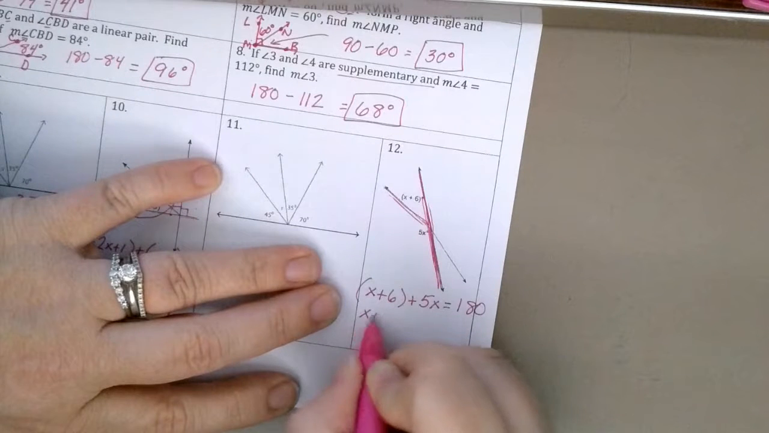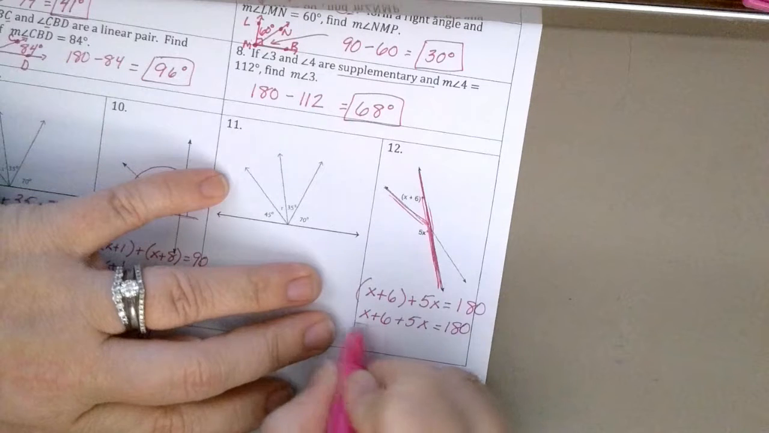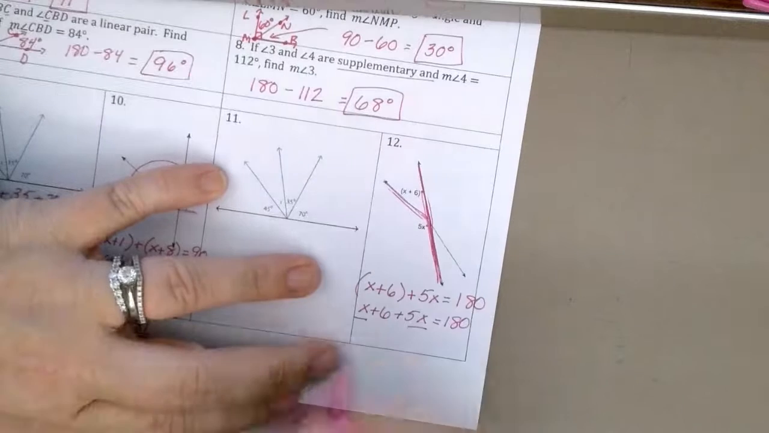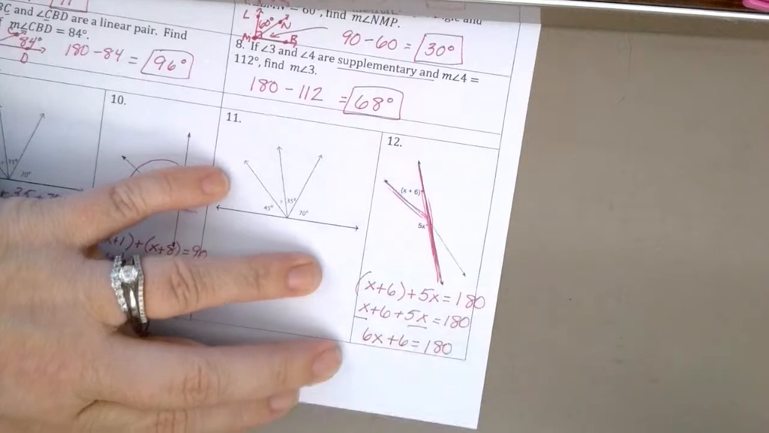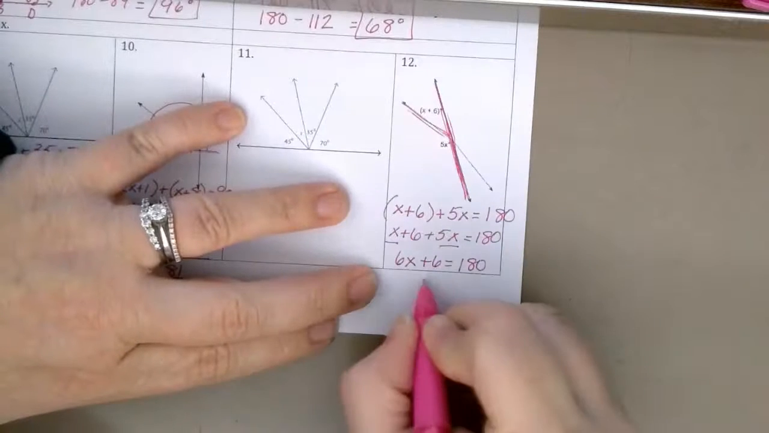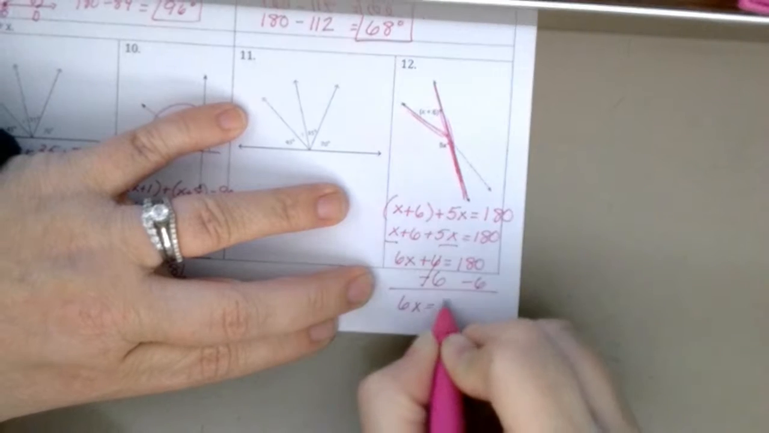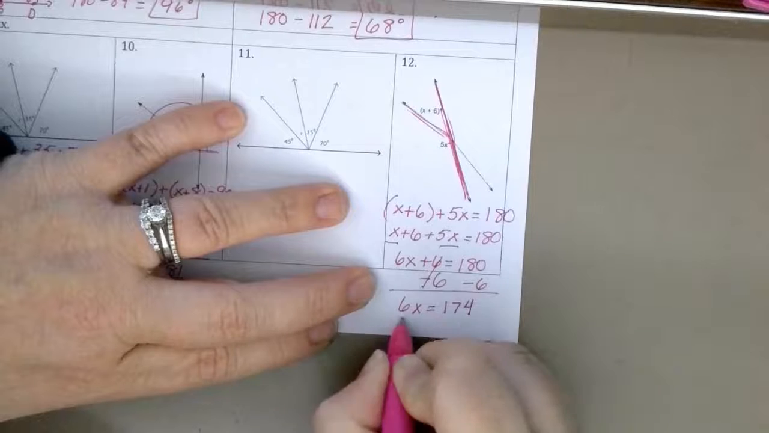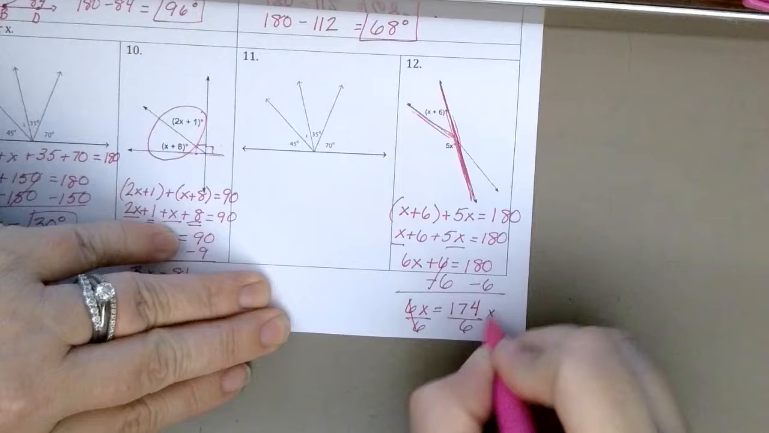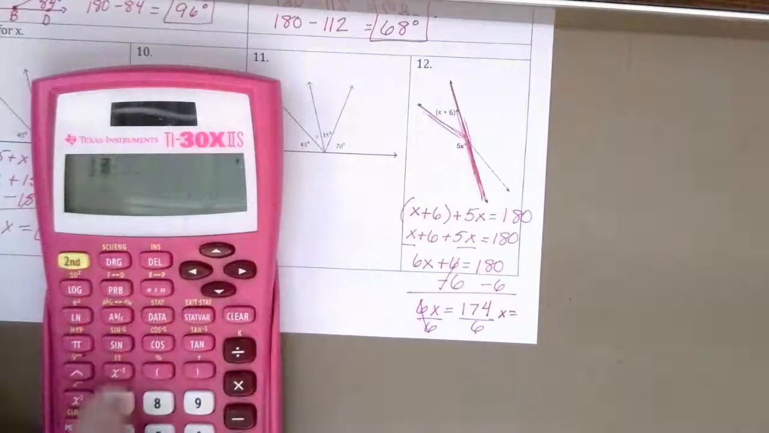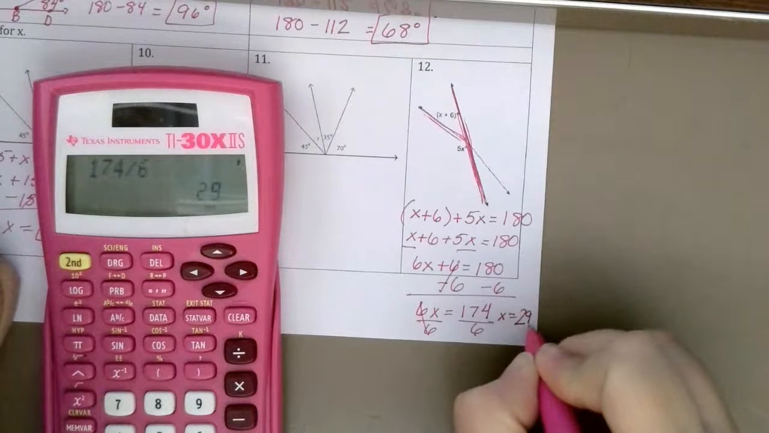So x plus 6 plus 5x equals 180. X and 5x on the same side give me 6x. Plus 6 equals 180. What do I do next? Subtract 6. So 6x equals 174. Divide by 6. And x equals 174 divided by 6. 29. Is that a degrees? Nope.